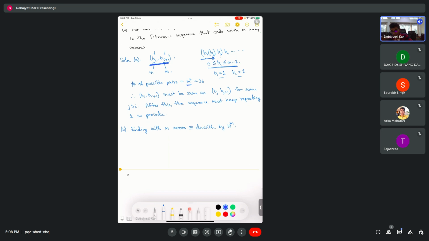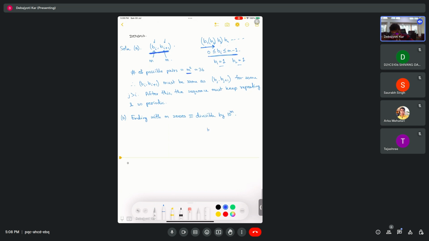So for example, it may be the case that b4 and b5 are the same as, let's say, b16 and b17. This must happen. This is an example, but since the number of such pairs is finite, after some point some pair must repeat. But once we have one pair that repeats, then the next terms must also repeat, because b6 is nothing but the sum of b4 and b5, and b18 is also nothing but the sum of b4 and b5.